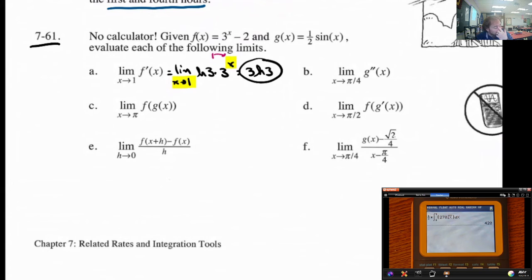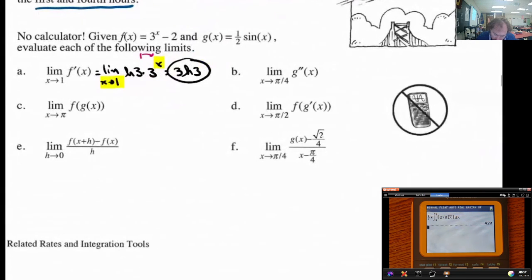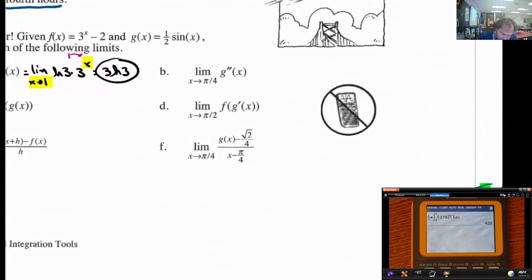That's that. The first rule of limit problems is that if there is no discontinuity, then you don't need to worry about anything. For question B, the limit as x approaches pi over 4 of g double prime of x. It might be a good idea to map out what our derivatives are.